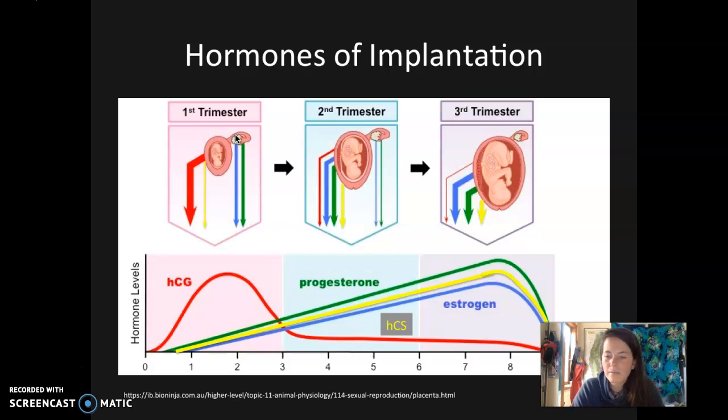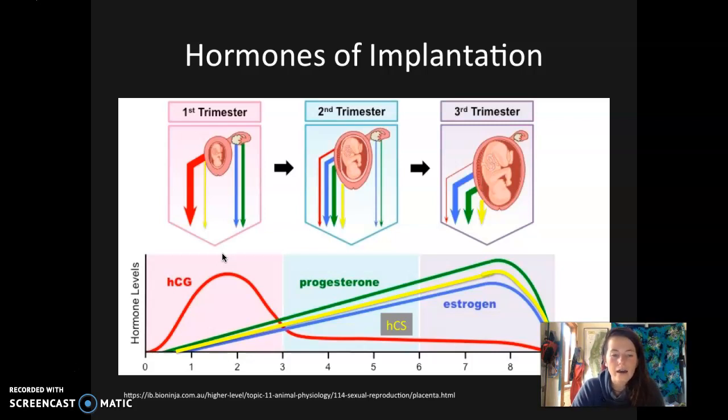So how does the body know when the placenta should take over hormonal control? That is the responsibility of a hormone called human chorionic gonadotropin, or HCG. So you can see here it is essential during that first trimester. This peptide hormone is structurally similar to our luteinizing hormone, so much so that it can even use the LH receptors.